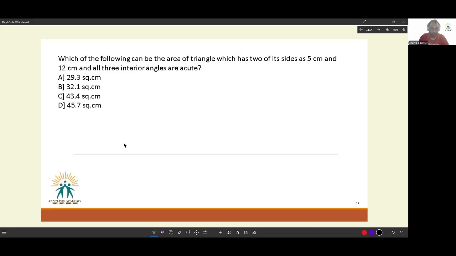Okay, I've edited the wording. Previously, the wording was not correct. You will get the correct wording in the PDF, of course.